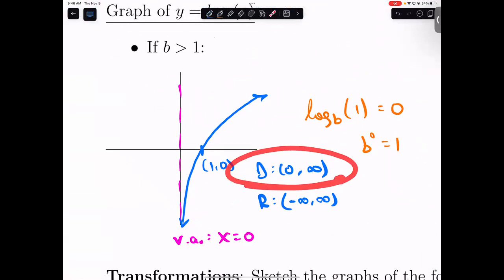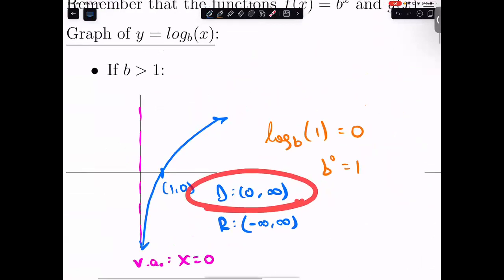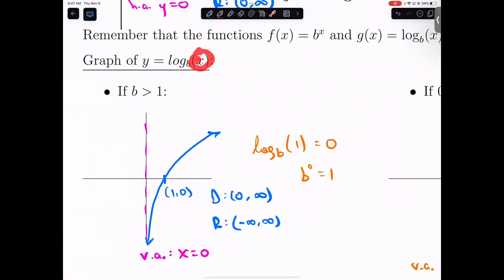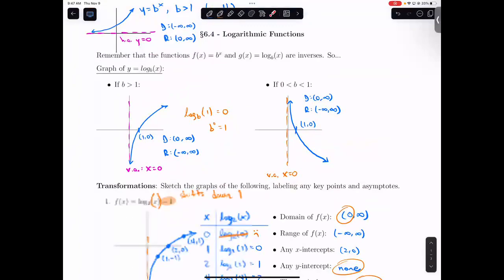What does it mean to say that the domain here is 0 to infinity? It means that I can't let the thing that I'm taking the log of be negative. If it's negative, the thing's undefined. Or if it's 0, that's why the parentheses here are open. I can't let it be negative and I can't let it be 0, or I'm going to get something undefined back, right? I don't get a real number.